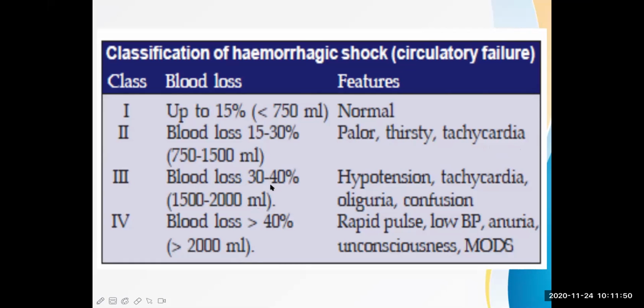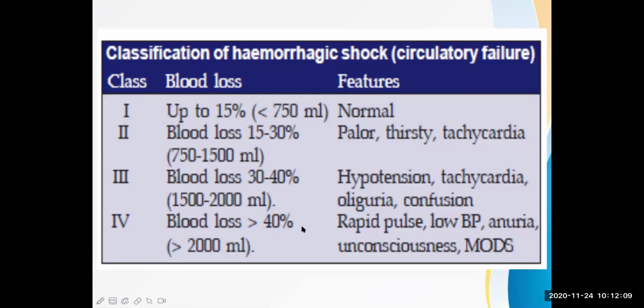Class 3, the blood loss is up to 40%. Now 2000 or 2 liters of blood is already lost. Now the person will develop hypotension. Okay, see this? Fall in blood pressure. Tachycardia is already there. Oliguria and confusion.